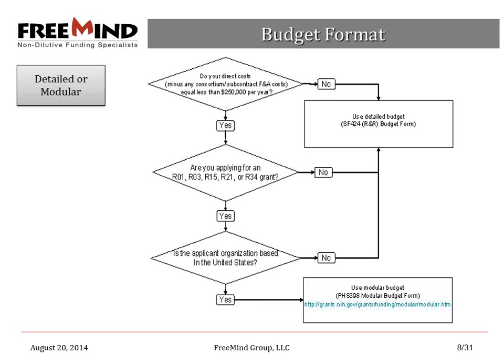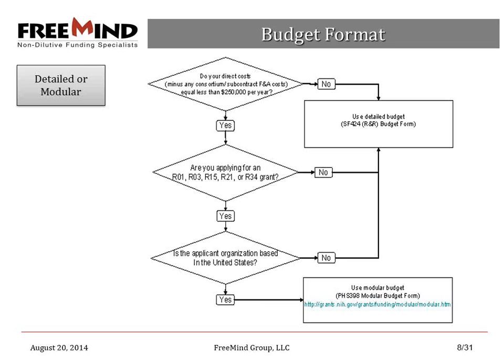Another way of looking at this is if in any year your direct costs are more than $250,000, you must file a detailed budget. If you're filing an SBIR or an STTR, a U01, a U19, a UH2, a U44, or anything else that is not one of the 5 mechanisms listed, again, those 5 are R01, R03, R15, R21, or R34. If it's not one of these 5, then you must file a detailed budget. And if the applicant organization is not based in the United States, you must file a detailed budget.